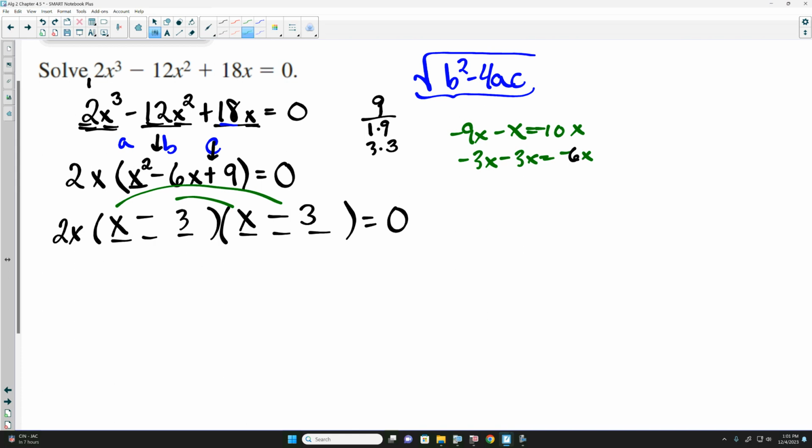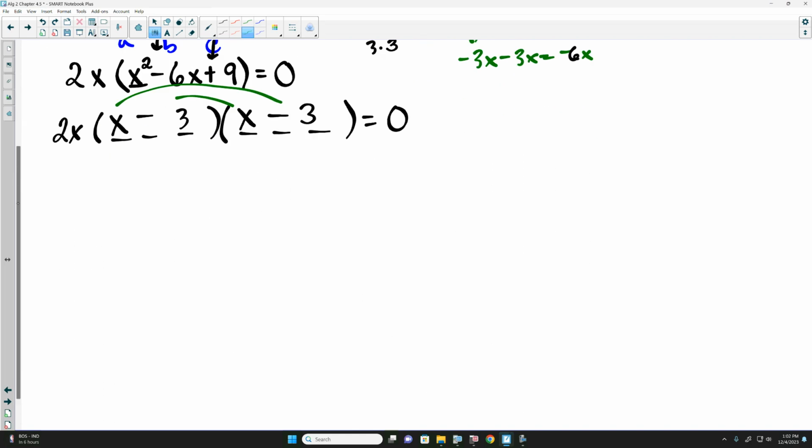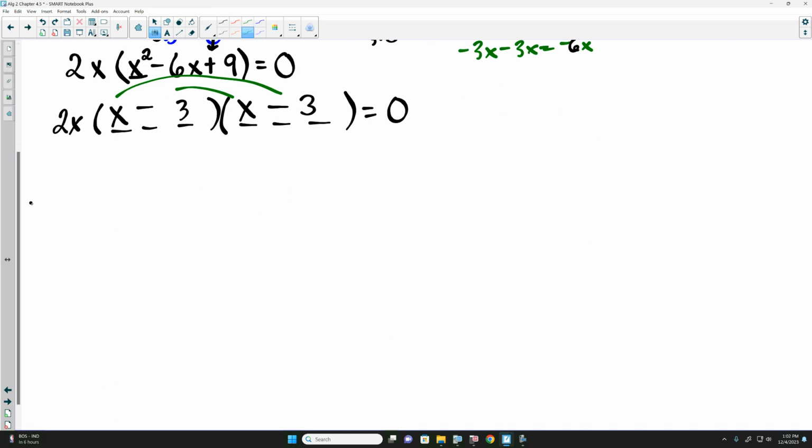Now, this is helpful because at the start, trying to solve 2x cubed minus 12x squared plus 18x, we had no real way to do that. We had no real inclination at this point to find any values. But factoring the 2x out gave us 2x times x squared minus 6x plus 9. We do know how to factor that, which is able to get us here.